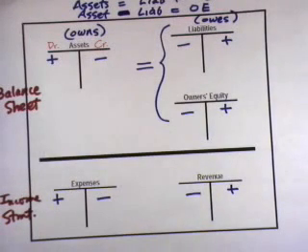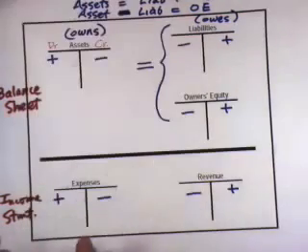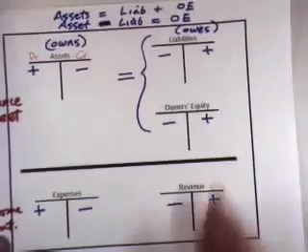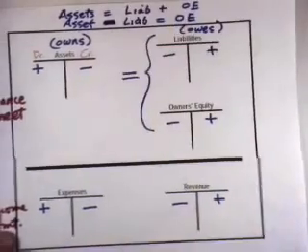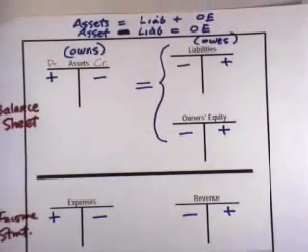So this template, if you keep this in mind, assets are similar to expenses in that they both increase on the debit side, and liabilities, owner's equity, and revenue are all similar in that they increase on the credit side. So we'll need to remember that and keep a kind of a template in our mind of that in order to finish up this cost flow example.